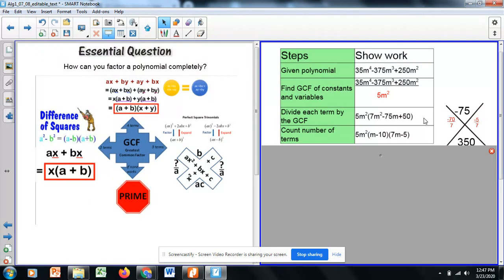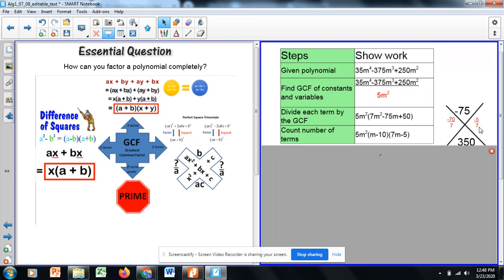So the linear term is negative 75, and the constant is 50 times the quadratic term, which is 7. So 50 times 7 is 350. After that, I have to find 2 numbers by trial and error. So if I multiply negative 70 times negative 5, I get 350. And then if I add them together, I get negative 75.